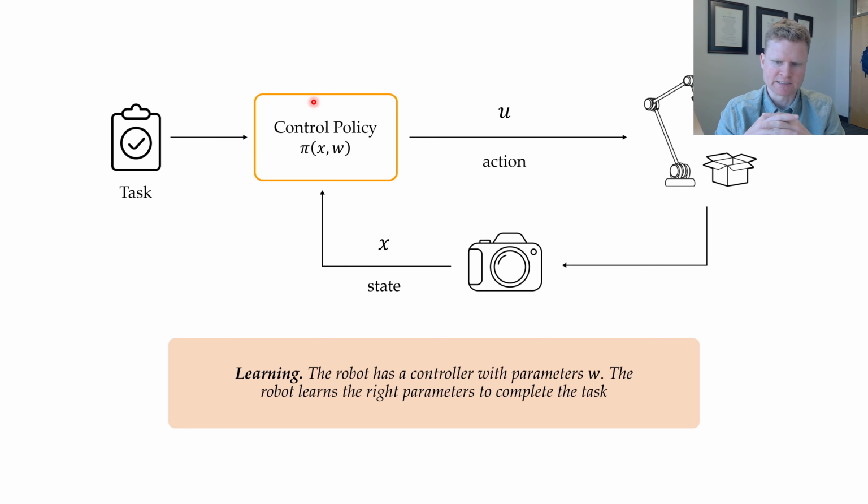The idea with learning is that the robot has a controller, like before, and it's got some new parameters, and we're calling those W. The robot is going to try to learn the right parameters W in order to maximize its performance for the task.